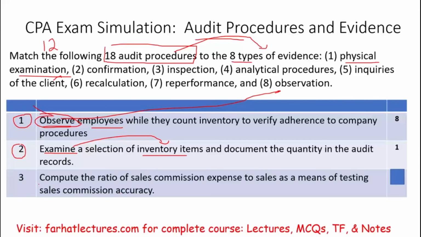You are examining. Number 3, the procedure is to compute the ratio of sales commission expense to sales as a means of testing sales commission accuracy. Well, you are performing a computation. What type of evidence is this? This is analytical procedures. You are using ratios.